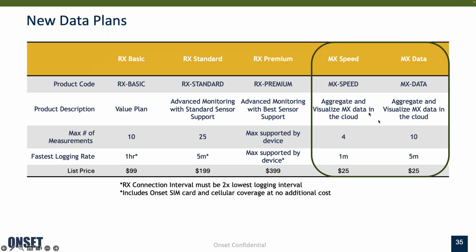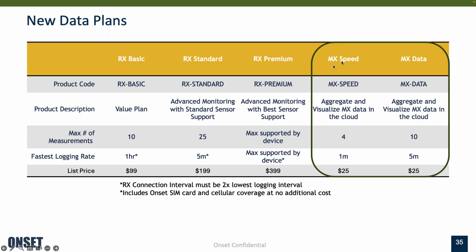In the new system, we are transitioning so that each station and each MX logger requires a plan to upload to HOBOlink. So basically any device that you want to push data to the cloud from is going to need a plan. Plans are no longer associated with gateways, and we'll cover that transition in just a second.